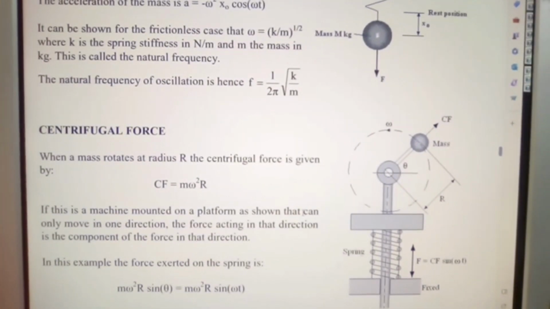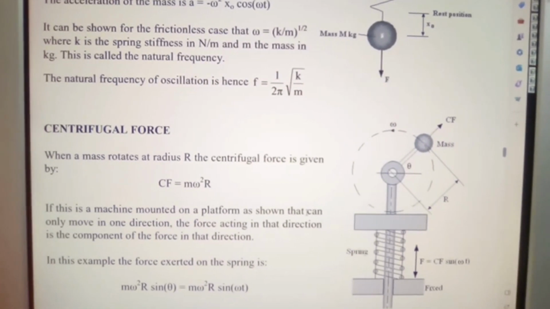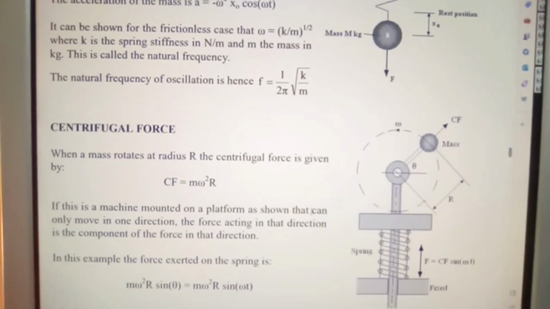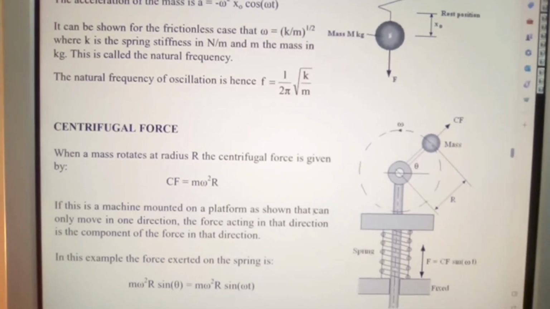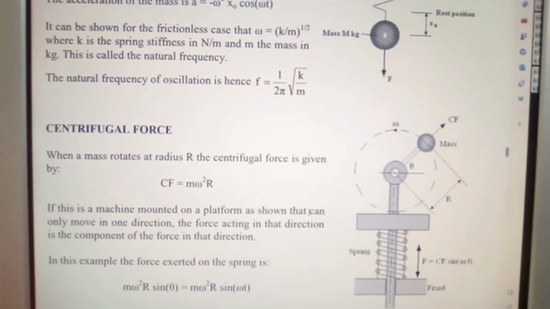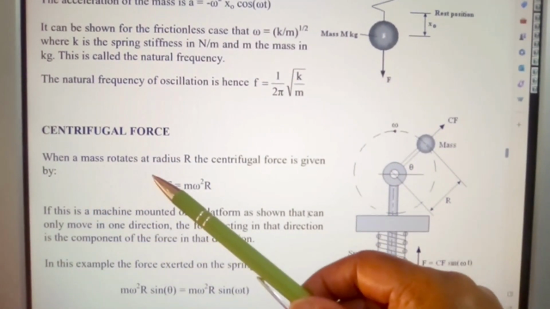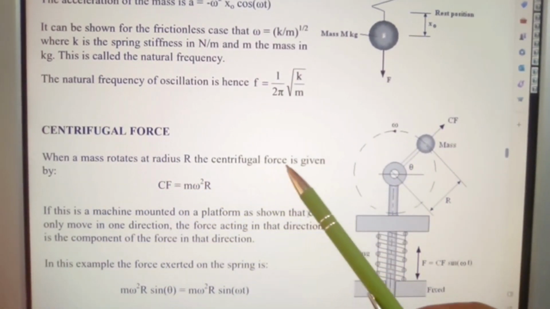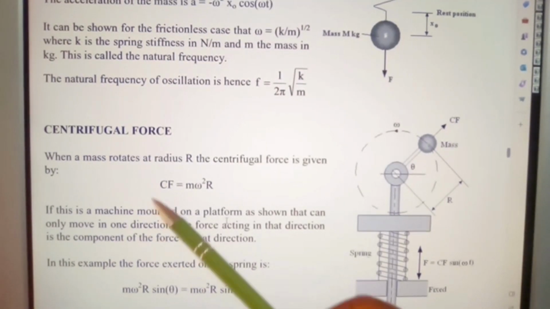Now we've all heard of centrifugal force. Okay, that is where an object is rotating and it exerts some force upon the body. It's what astronauts have to go through and do before they can go into space. When a mass rotates at radius r, the centrifugal force is given by this formula.